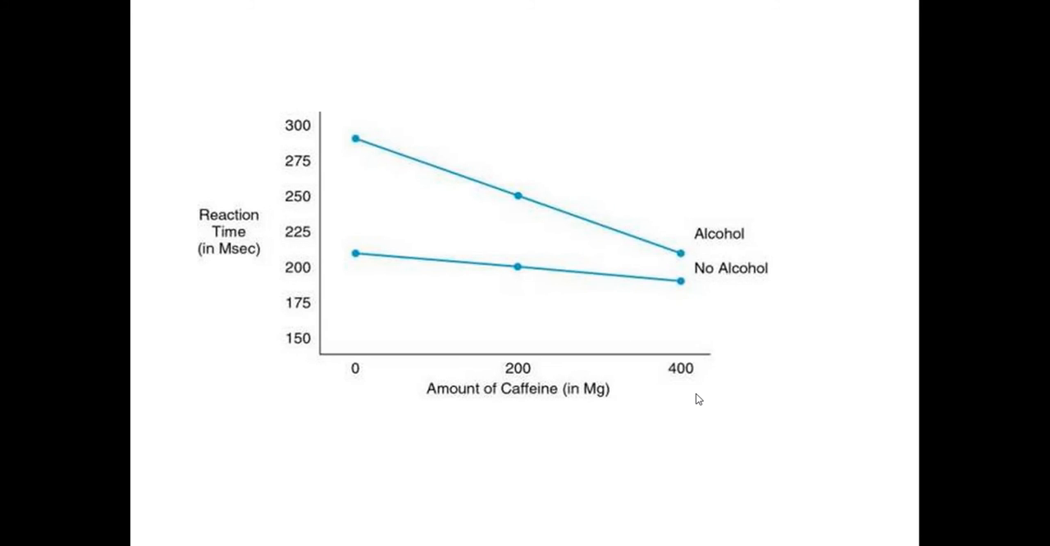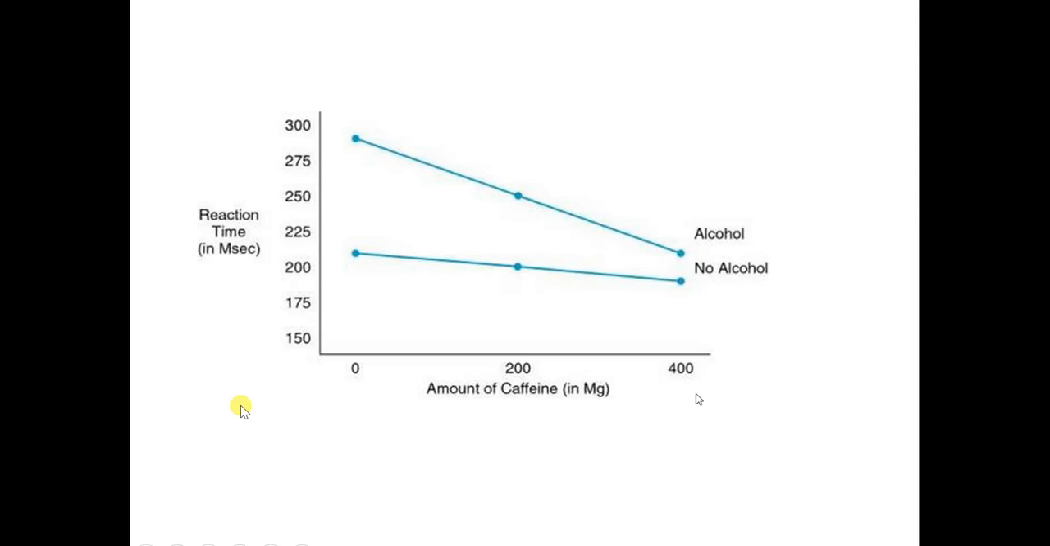So notice what's happening here. Overall, both conditions speed up the more caffeine they get. We can tell that because both of them have a downward trending slope. And we can tell that across all the caffeine conditions, you're slower with alcohol than without. Notice that gap that always exists. It might narrow, but the gap always exists between alcohol and no alcohol.